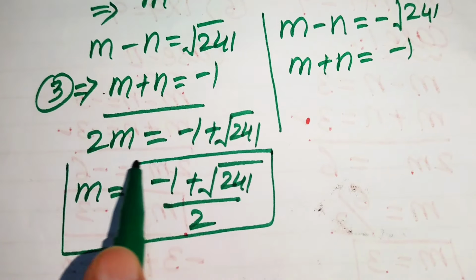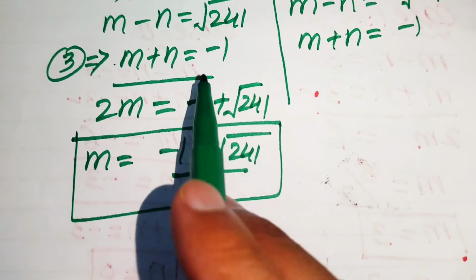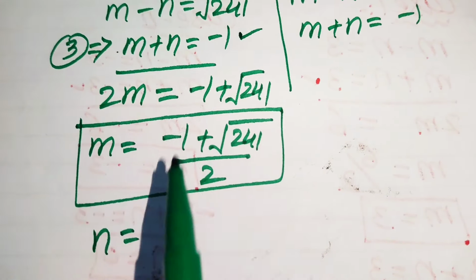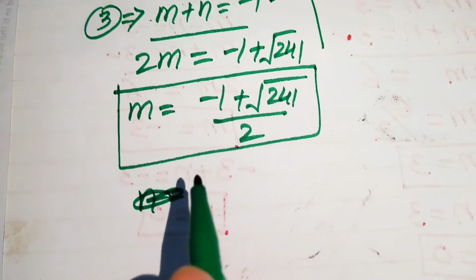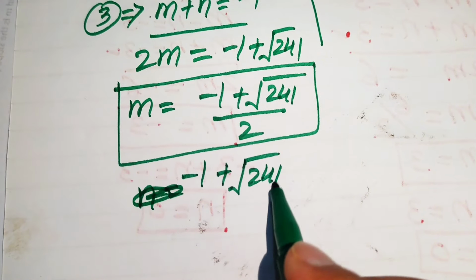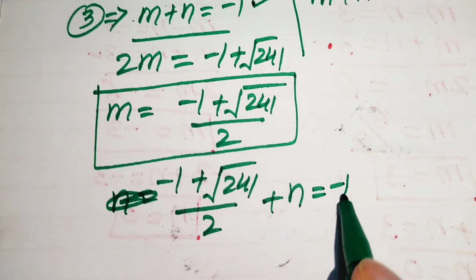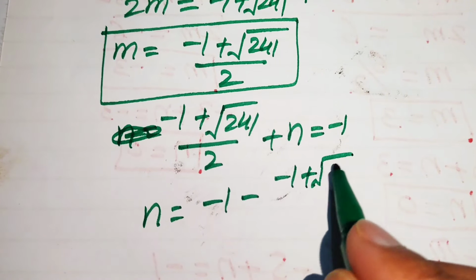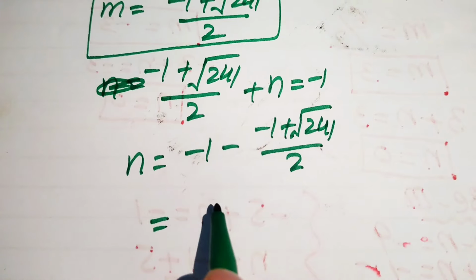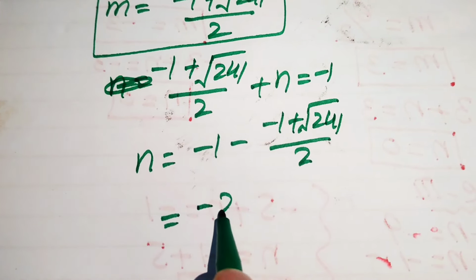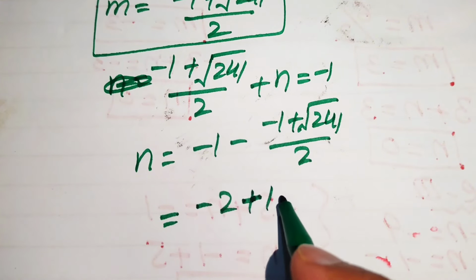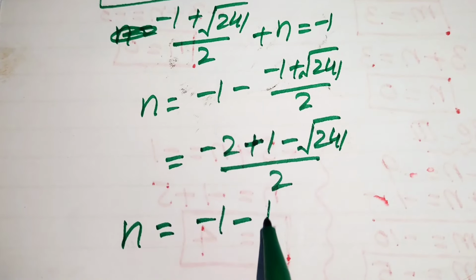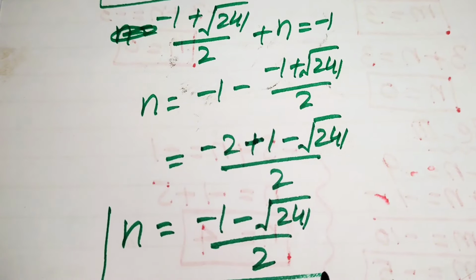So this is the first value of m, and now we put this value of m in this equation, so we get the value of n. We write it here: (minus 1 plus square root of 241) divided by 2 plus n is equal to minus 1, and here we get n is equal to minus 1 minus (minus 1 plus square root of 241) divided by 2. Here we take the LCM of these terms, and we get minus 2, and minus times minus becomes plus 1 minus square root of 241, divided by 2. So you get the value of n is equal to (minus 1 minus square root of 241) divided by 2. So this is the value of n.